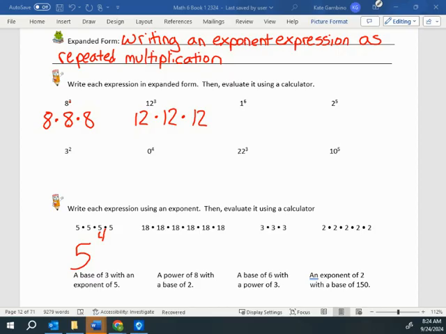Okay, we are going to pause there because we need to get to our specialist time. When we come back from specialist, we will have time to work.